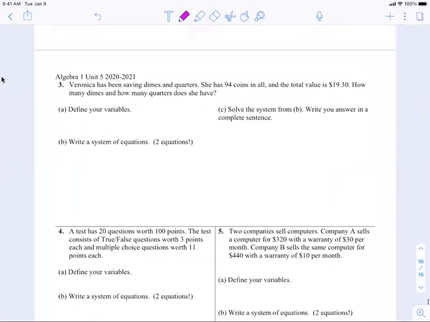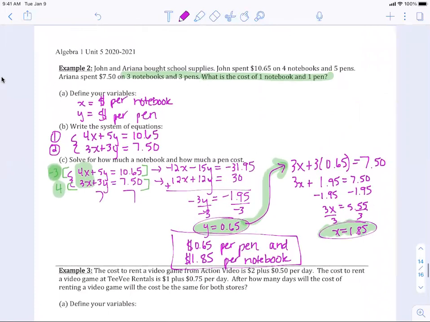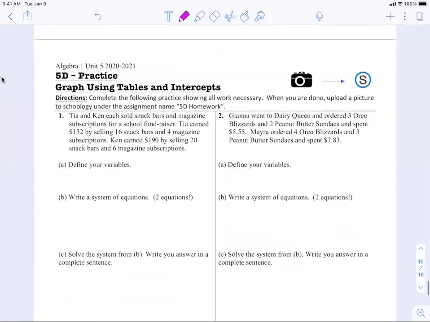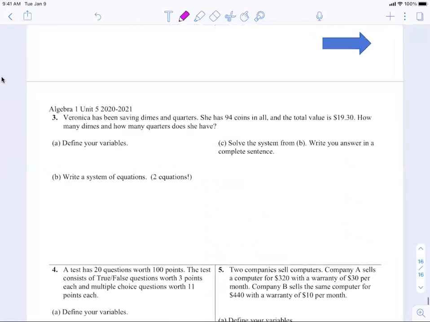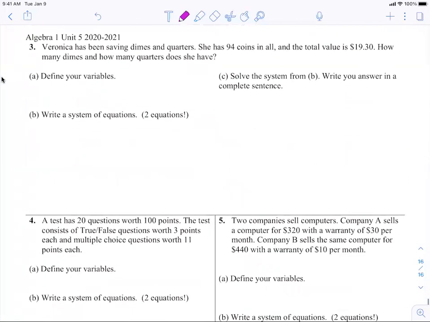So obviously one of the first ones is like the one we just did where there's two people with two separate totals, and you're going to write an equation that represents each person. But sometimes there aren't two people involved. If you look at number 3, it says Veronica has been saving dimes and quarters. She has 94 coins in all, and the total value is $19.30. And it says how many dimes and how many quarters does she have?